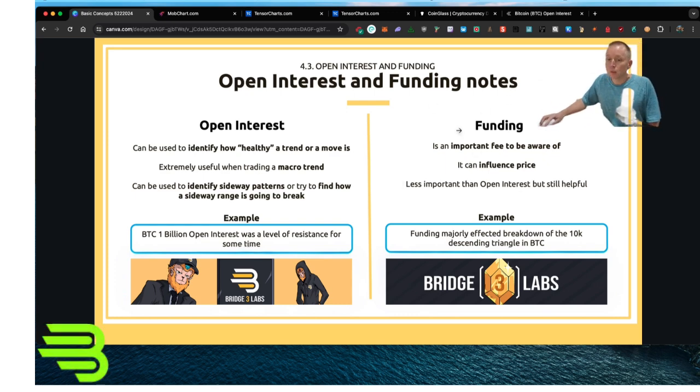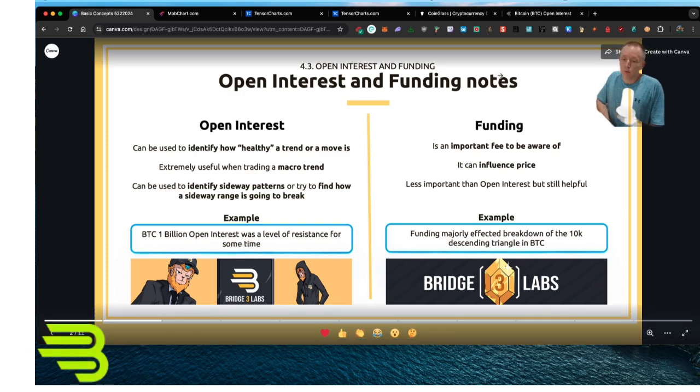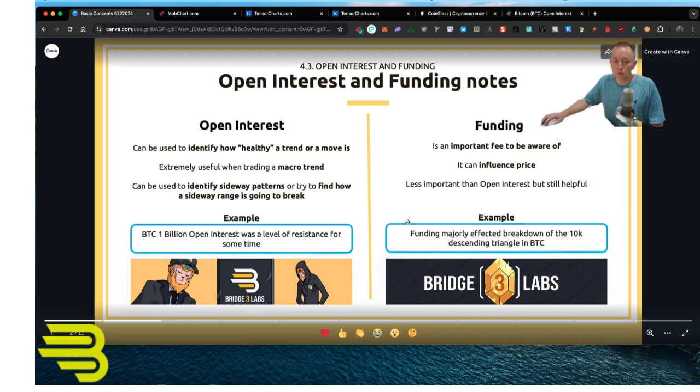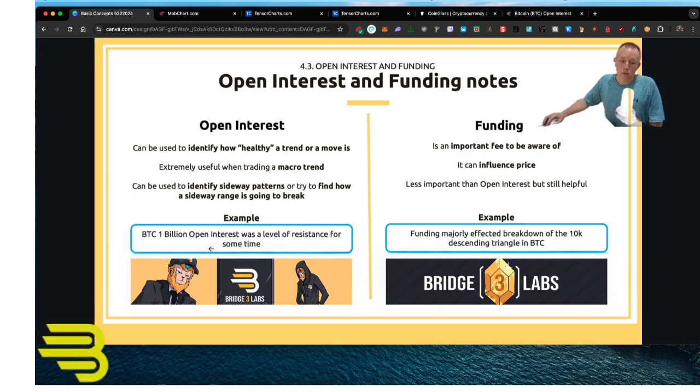So when we look at funding, right, funding is an important fee to be aware of. It can influence price. It's less important than open interest, but still helpful. Here's two examples, right? This is just in the past, but BTC 1 billion open interest was a level of resistance for quite some time. And funding also majorly affected the breakdown of the 10K descending triangle in BTC. Obviously that was probably before some of y'all, but anyways.